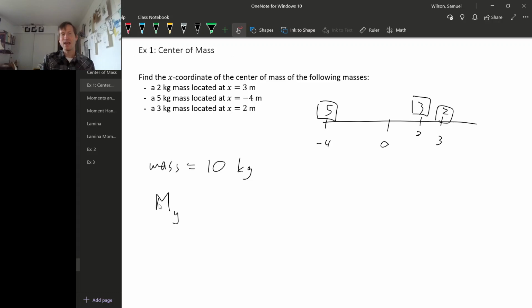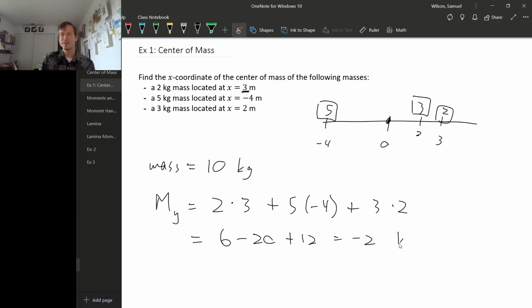I'll write that as m sub y for moment about the y-axis. Since we're measuring the moment about x equals 0, we just use these positions as they are. So mass 2 times position 3, plus mass 5 times position -4, plus mass 3 times position 2. So 6 minus 20 plus 12. So that is -2, and this is going to be in kilogram meters.